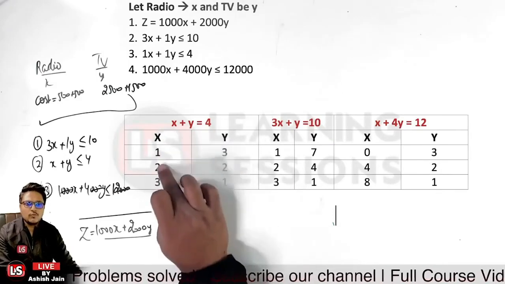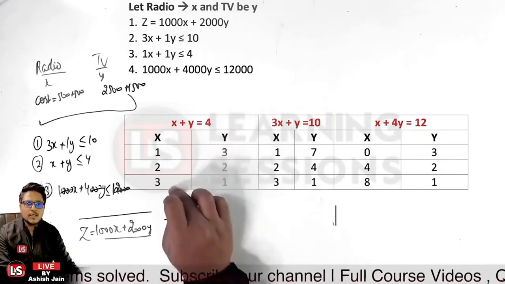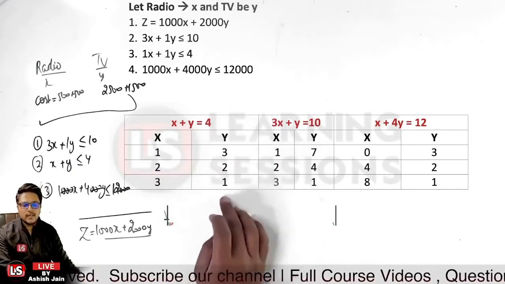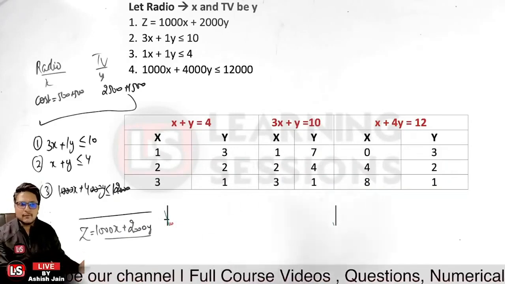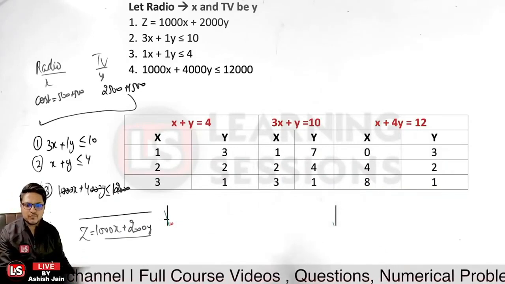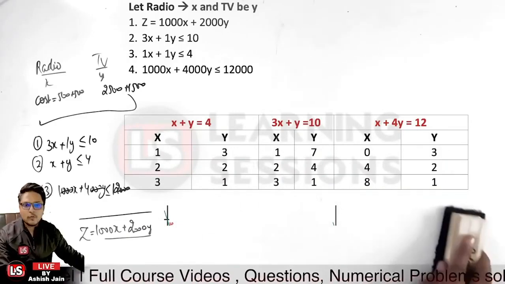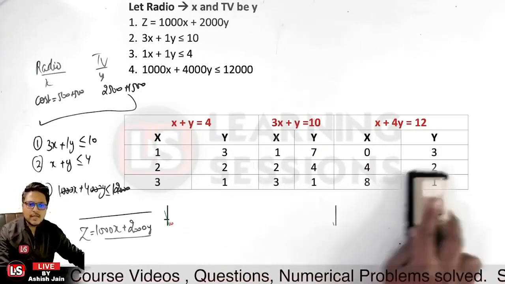When x is equal to 2, y is equal to 2. When x is equal to 3, y is equal to 1 over here. And similarly for the other equations too, we are having different values, and further we calculated the different values over here. Is that clear? Is that particular part clear over here? So that is related to it.